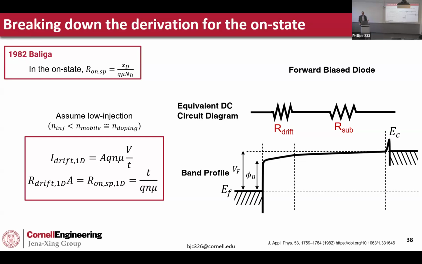So you can reasonably describe the current by drift current, which is just J equals q n mu field, V over T, assuming it's a linear field. And you can easily rearrange that to get the expression for the on state.